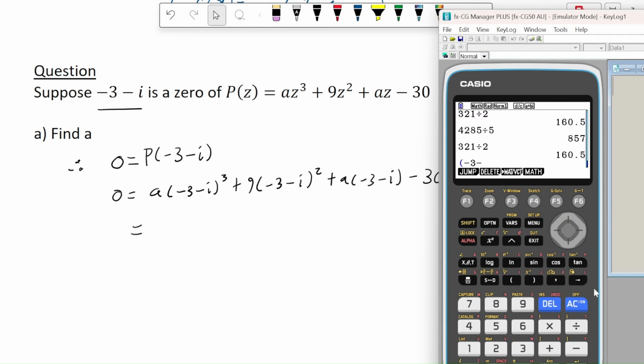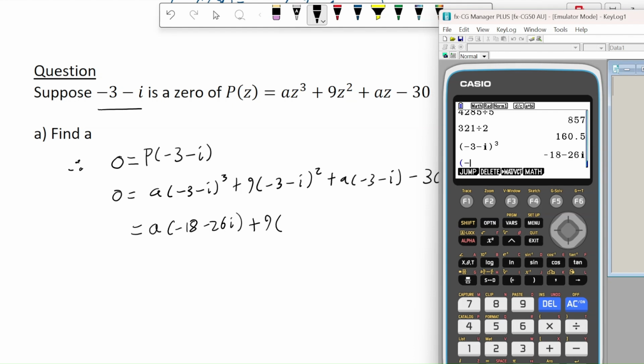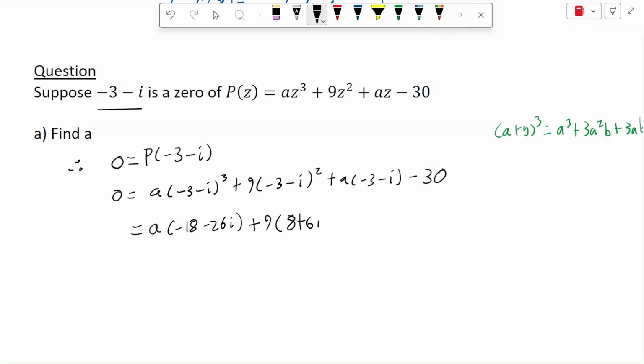So what I'm trying to do is minus 3 take i. Your i button on the calculator is shift and then the 0. And then we're going to be cubing that. And you can see that that fully simplifies it, so it's a lot quicker. So a lots of minus 18 take 26i plus 9 lots of, and same thing here, minus 3 take i squared. We can work that out, so it's 8 plus 6i plus, and I might expand this out already, so take 3a, take ia, take 30.